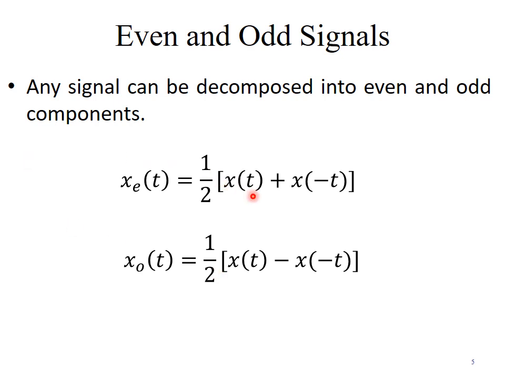So if you are given a signal x of t, you first need to find x of minus t, then find the sum of these two signals and divide it by 2, and you will get the even part. Find the difference of these two signals and divide it by 2, and you will get the odd part.